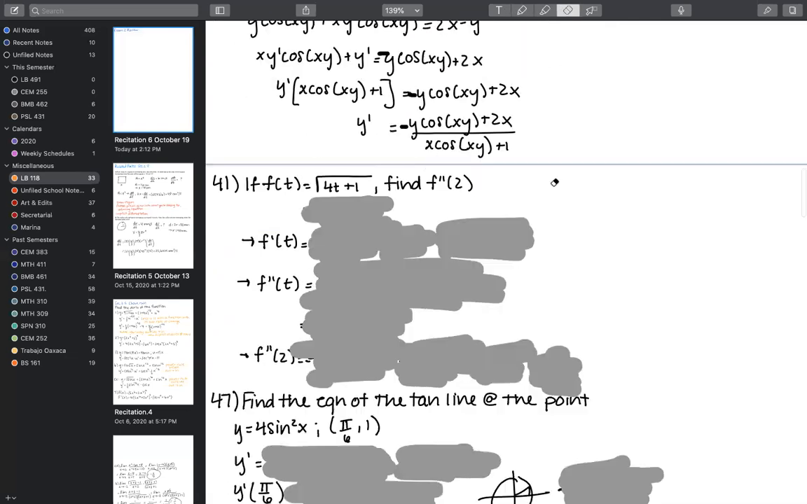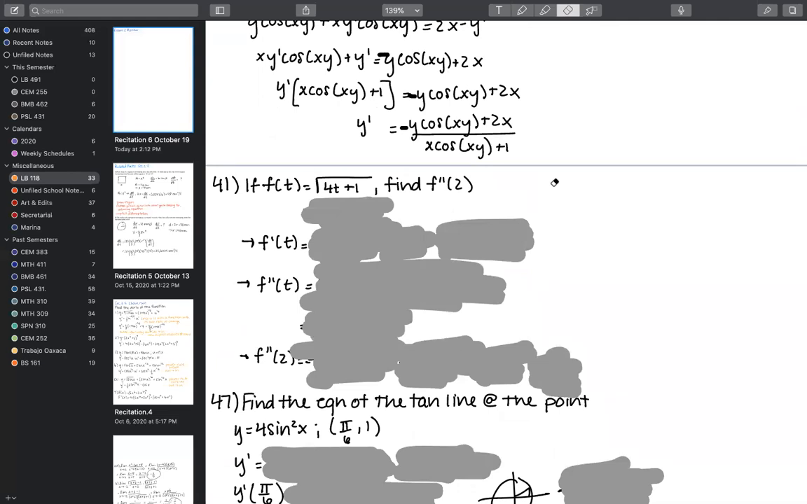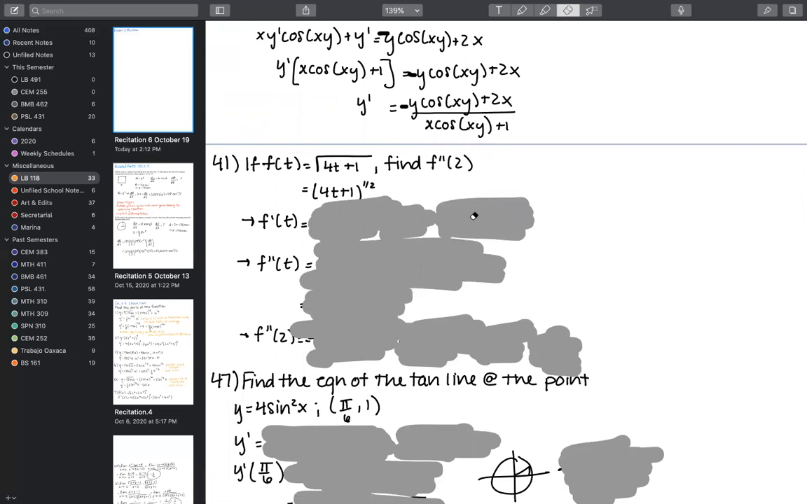So good. All right. If f of t is equal to square root of 4t plus 1, find f double prime of 2. So first thing I did was I reorganized it. So I did a fractional power manipulation in order to get this into a form so that I can do the power rule on it. At this point, this should be pretty obvious. I tend to reiterate myself on this, but that's what we're doing. So we're being asked to find f double prime, the second derivative.